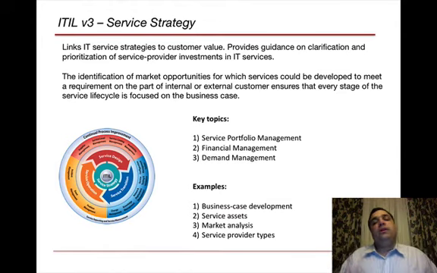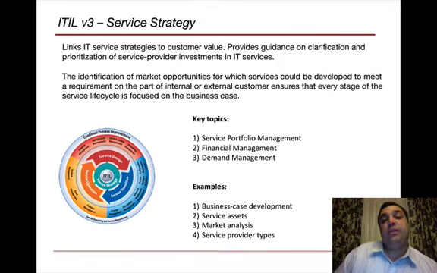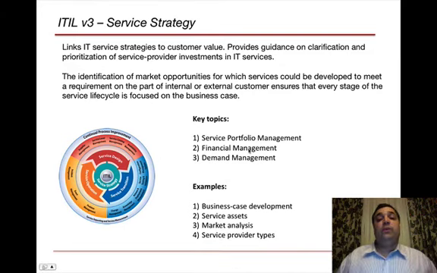So we need to understand what the demand is from our users. Do we have the right resources to do it? Do we have the right financial resources? And what are the overall service portfolios? What do we offer as part of our portfolio of services?